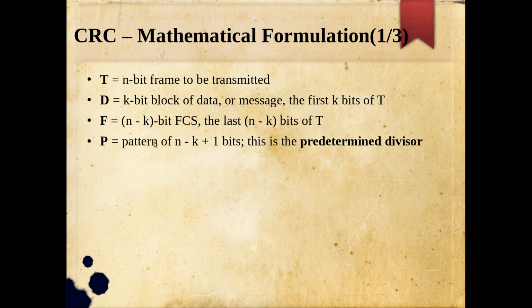But its length has to be some n minus k plus 1. That is what we have already seen. If this pattern is of some x bits, then x minus 1 zeros have to be appended at the end of the original message, and x minus 1 bits of remainder will be generated, and that you are appending as our frame check sequence, which is of length n minus k. Then n minus k plus 1 bits should be there in our pattern.